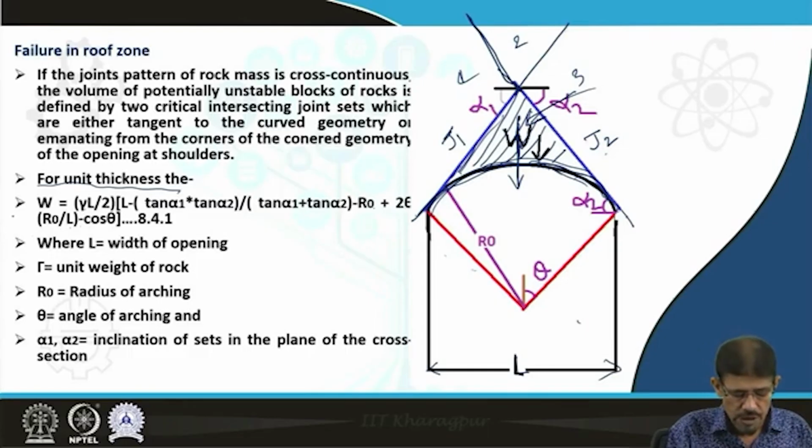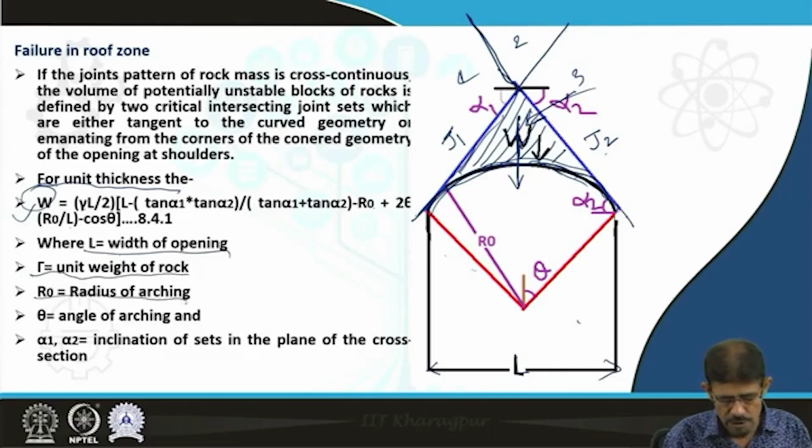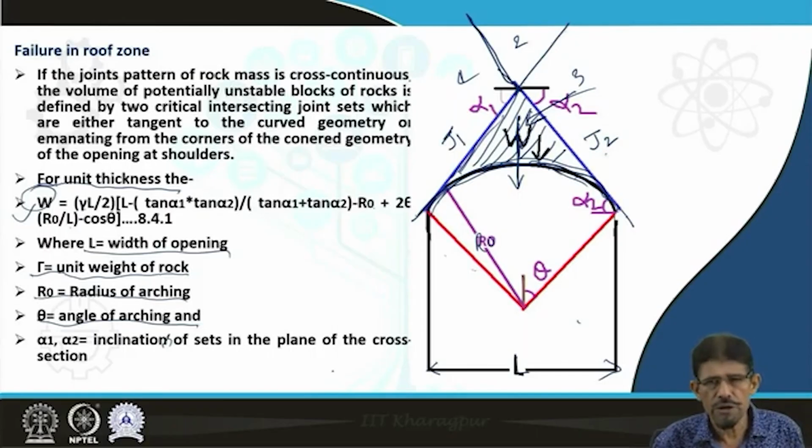This relationship is suitable for determination of weight of block, where L is the width of opening, gamma is unit weight of rock, R0 is the radius of arch, theta is the angle of arching, and alpha 1 and alpha 2 are the inclinations of the set in plane of cross section. So in this way we are going to determine rock load or ground pressure coming on supports.